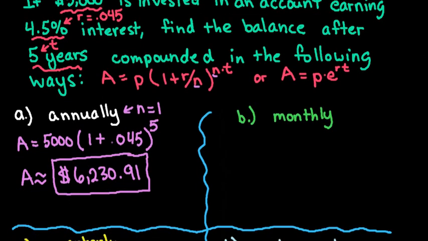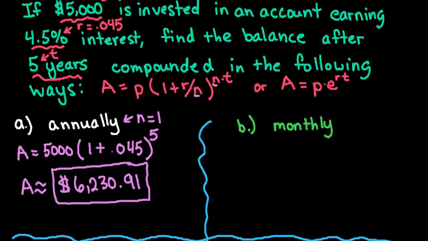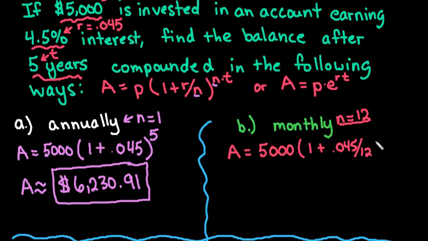Okay, so the next situation we have is monthly. This means that every month it's compounded. We're still starting with 5,000, but instead of only once per year, now we're going to do it 12 times per year. So we would set this up as 0.045, and this time our n would be 12 because it's monthly. So I would divide this rate by 12. You don't get the full 0.045, you get 1/12 of it every time it compounds. And then up in the exponent, nt would be 12 times 5.